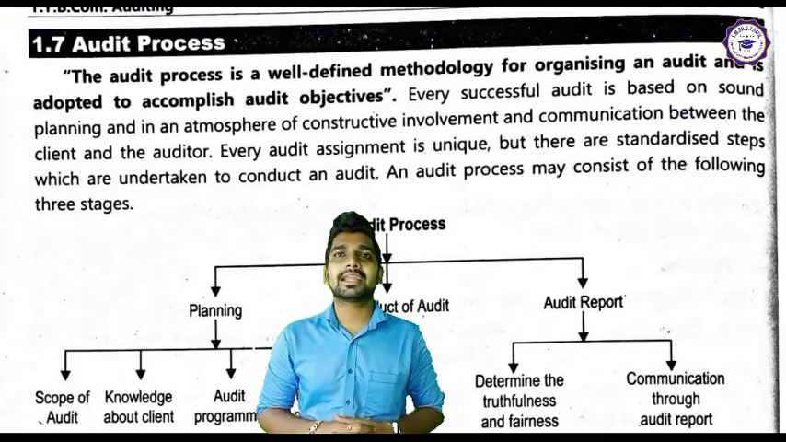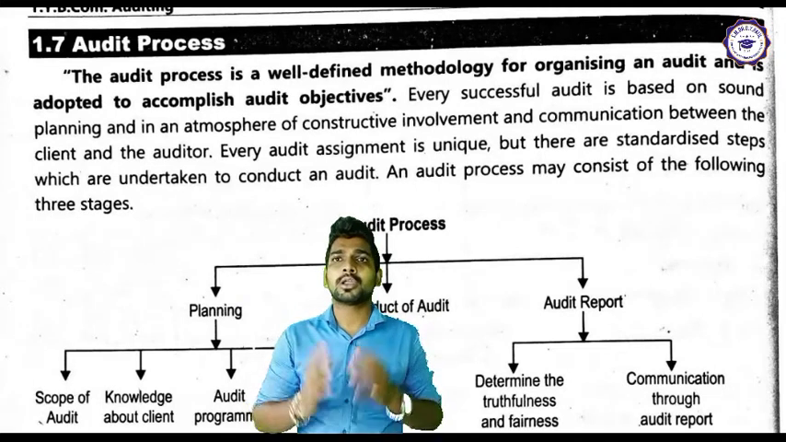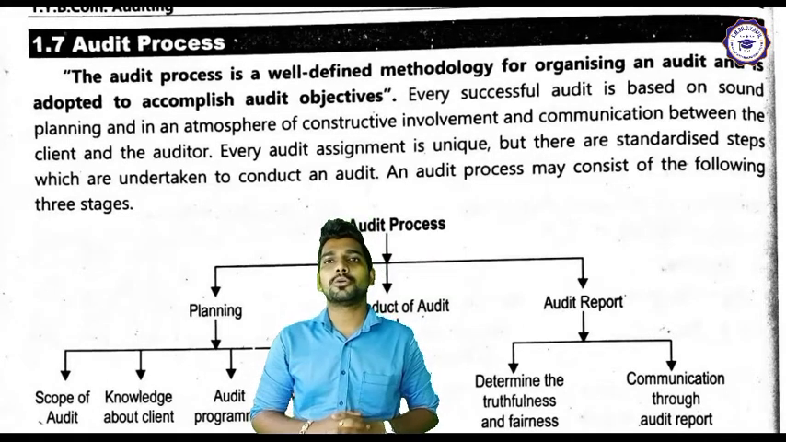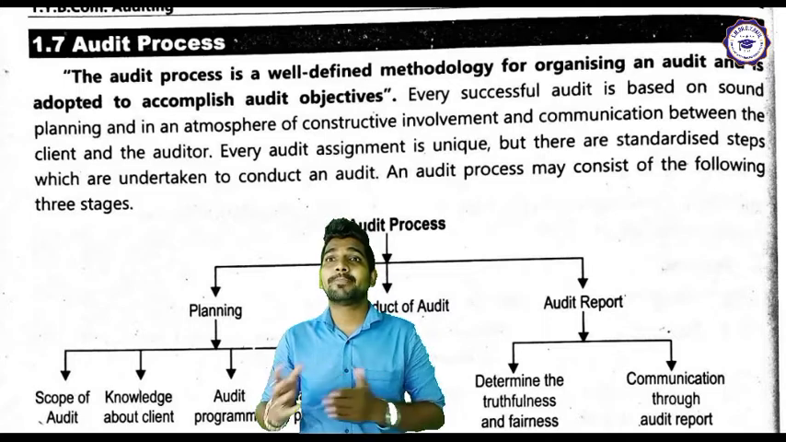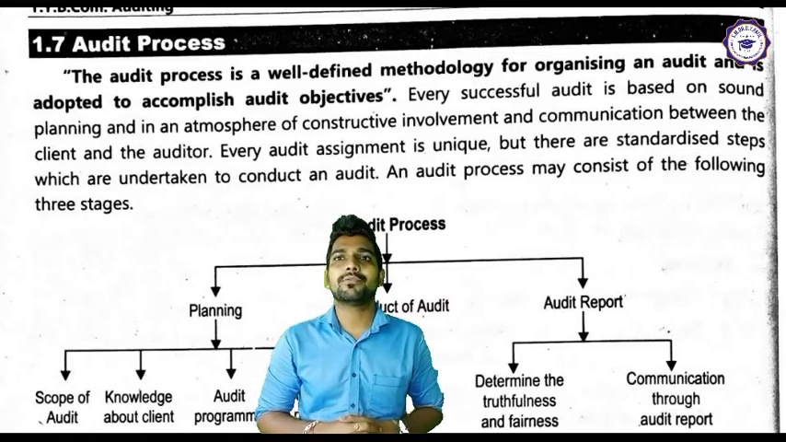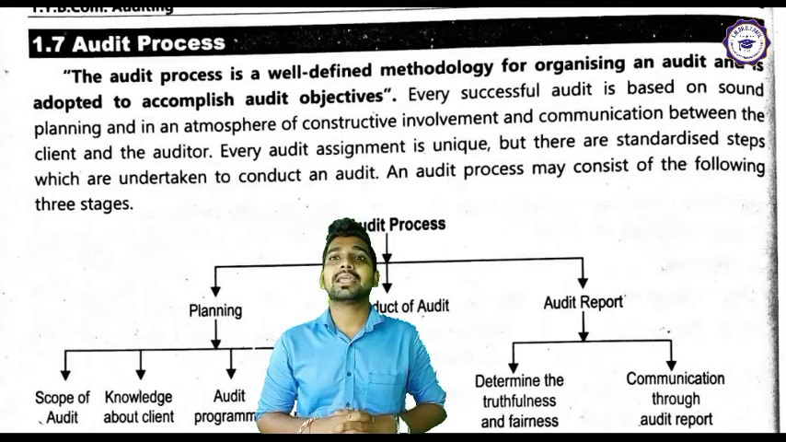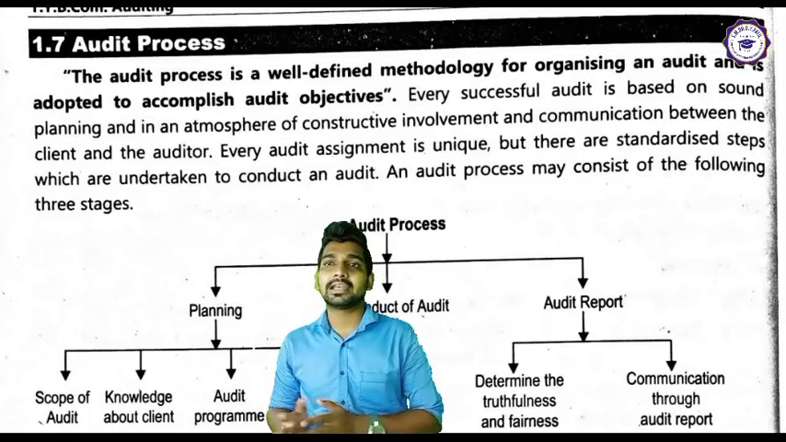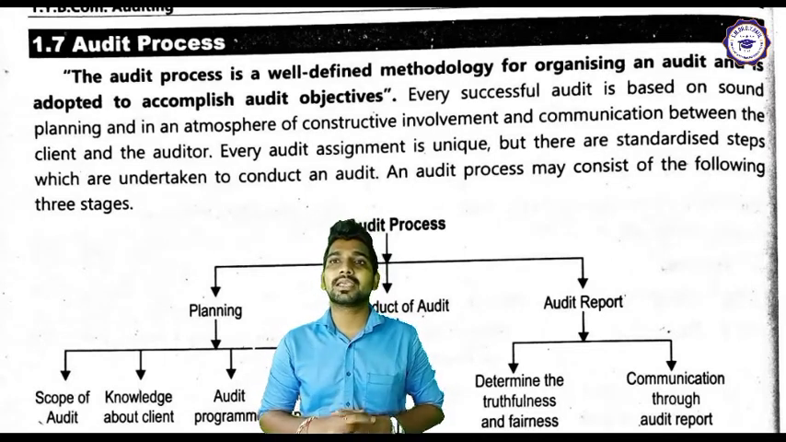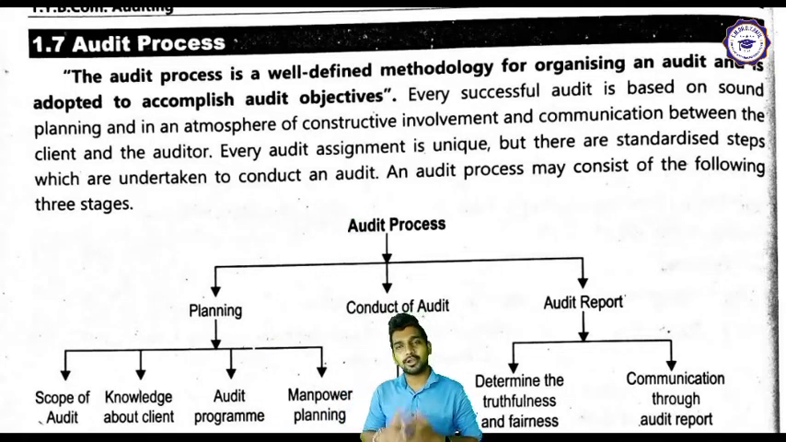Now students, let us see our next point, that is audit process. The audit process is a well-defined methodology for organizing an audit and is adopted to accomplish audit objectives. Every successful audit is based on sound planning and an atmosphere of constructive involvement and communication between the client and the auditor. Every audit assignment is unique, but there are standardized steps which are undertaken to conduct an audit. An audit process may consist of the following three stages, that is planning, conduct of audit and audit report.